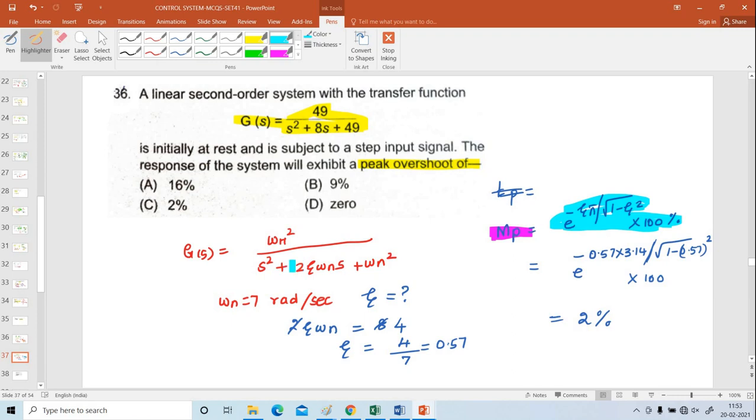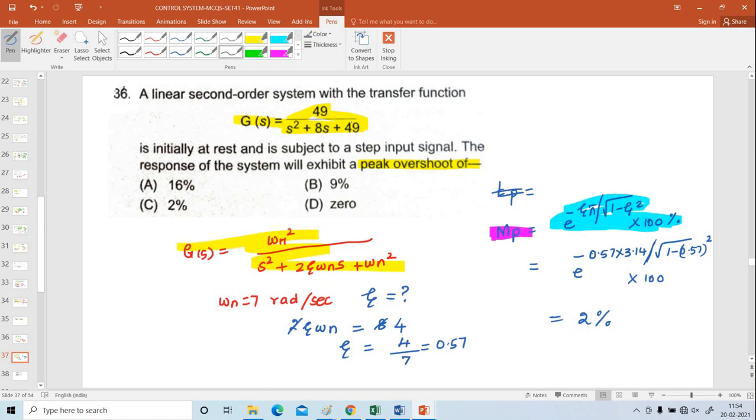The quantity required is zeta only. For finding zeta, first of all I am going to find omega n. For that, I have to write the general second order transfer function: omega n squared divided by s^2 + 2 zeta omega n s + omega n squared. Now compare both.